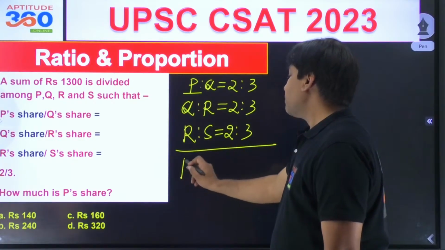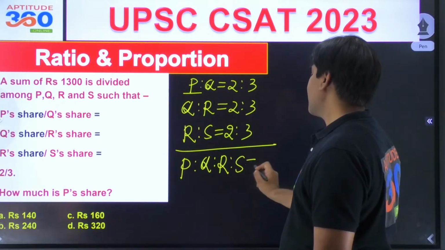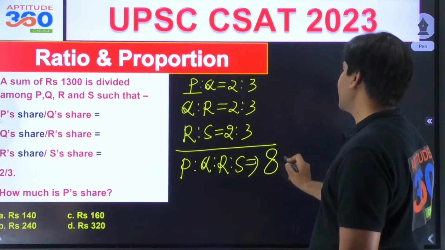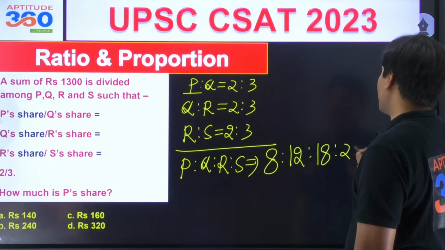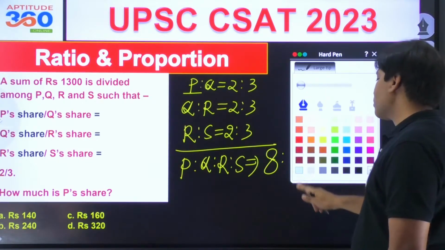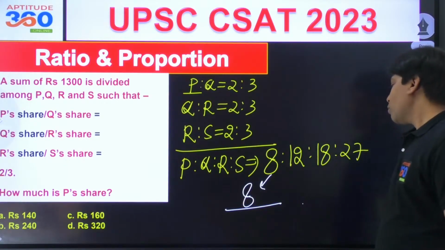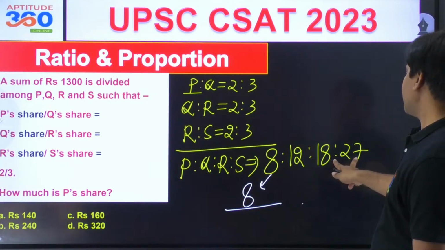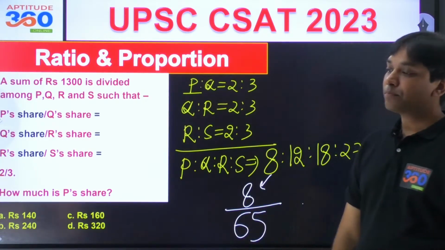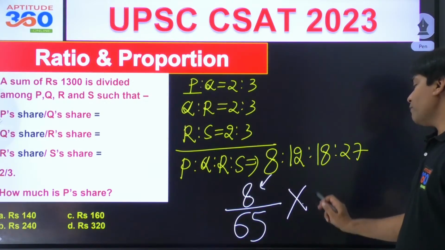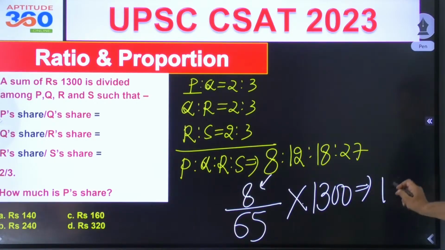So P, Q, R, S. That is going to be what? 8 and then 12 and then 18 and then 27. So what is going to be share of P? It is 8 divided by, what do we have to do? This is 45 and 20, 65. 8 divided by 65 of total, which is 1300. So this is 2 and this is 160.